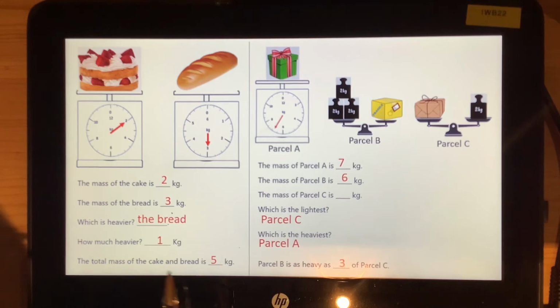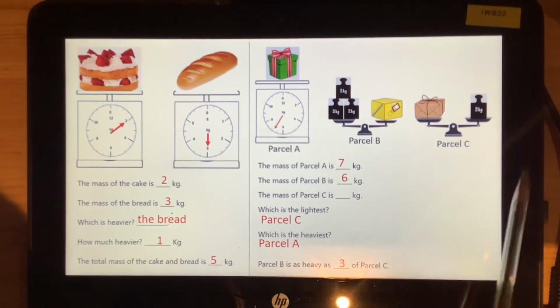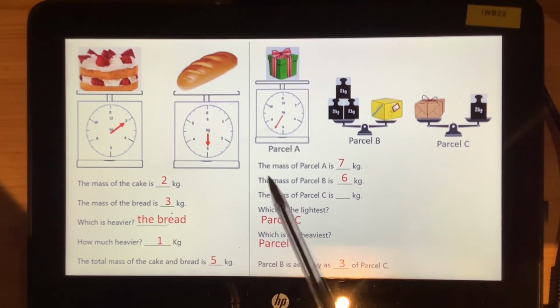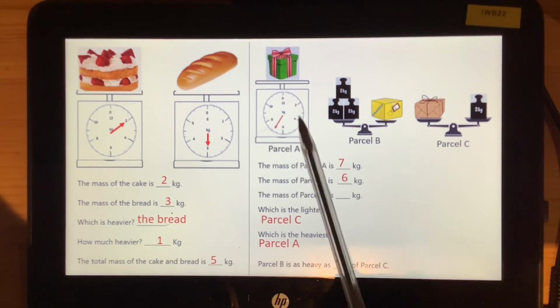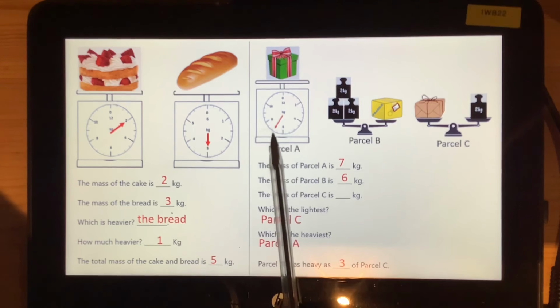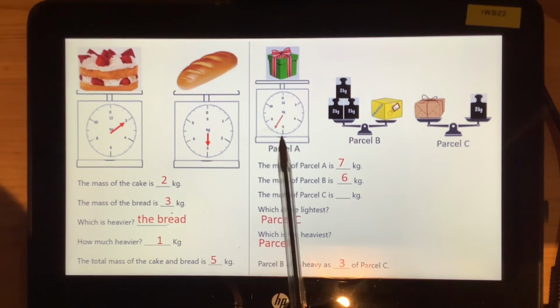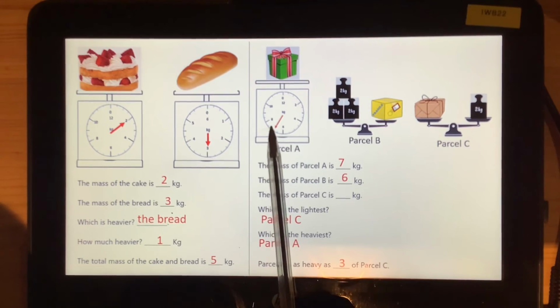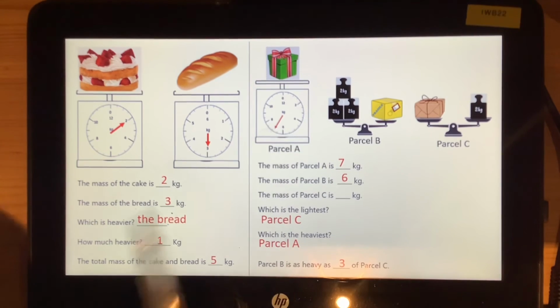What is the total mass of the cake and bread? Remember, when you're finding the total mass, you're adding them together. So 2 plus 3 was 5. Then we had this task. The mass of parcel A is, well, we know from reading the scale that it's going up in 2s. But the needle is pointing directly between 6 and 8, and we know that the number completely in between 6 and 8 is 7. So parcel A was 7 kilograms.